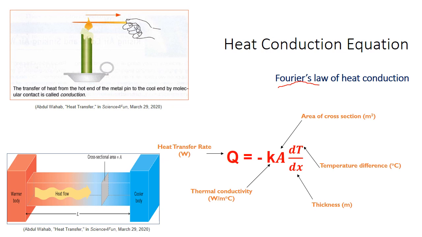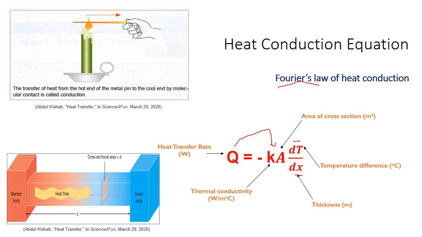What is revealed is that heat conduction depends upon four important parameters. What are they? Thermal conductivity, area of cross section of the particular material, temperature difference dT, and dx, the thickness of the particular material. Heat transfer mainly depends upon these four important factors: thermal conductivity, area, temperature difference, and thickness.